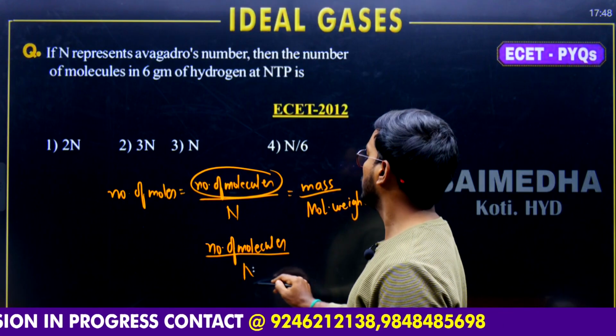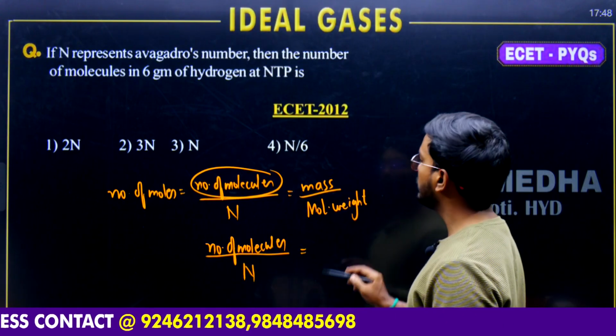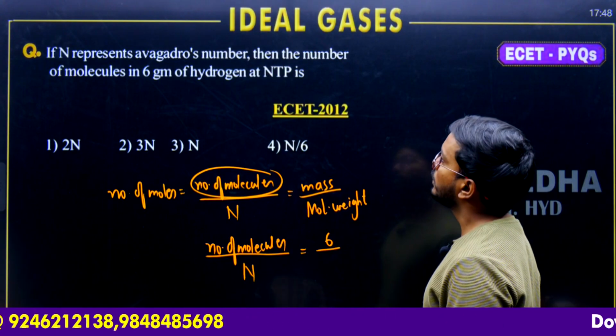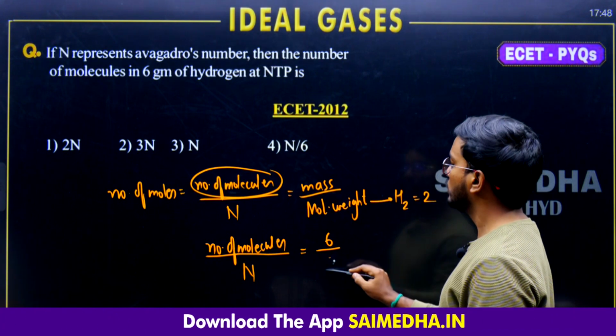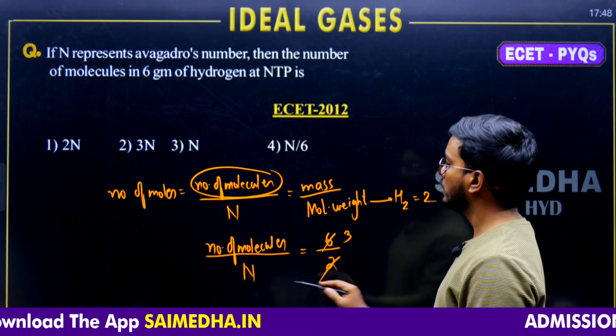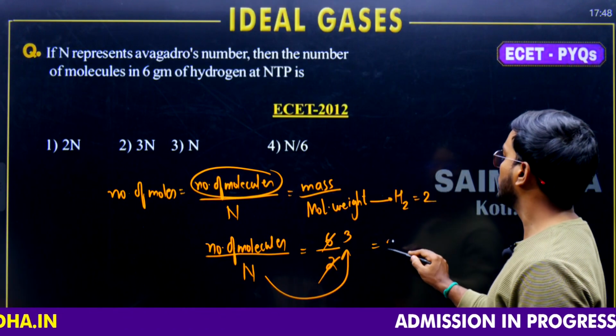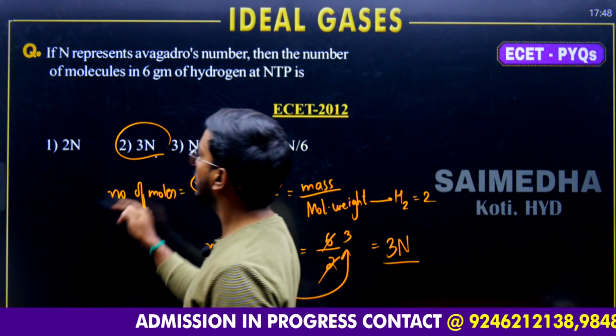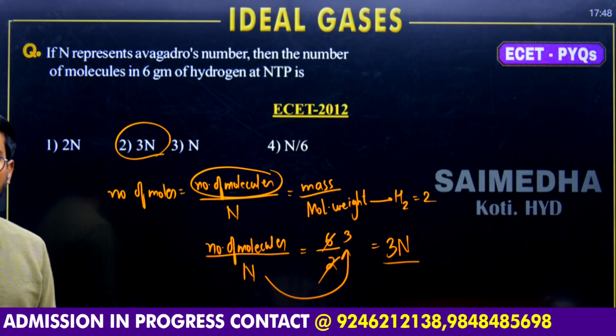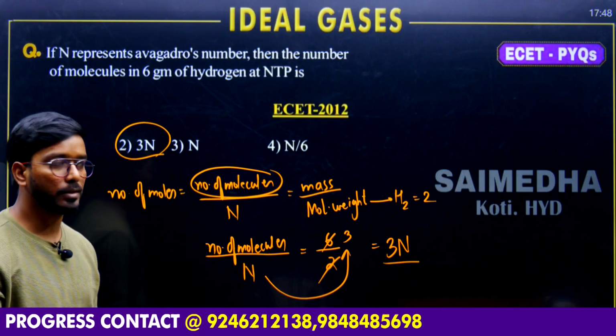divided by Avogadro number is equal to, what is the mass given? 6 gram. What is the molecular weight of hydrogen? Hydrogen molecular weight is 2. 6 by 2 is 3, so 3 into N. 3 into N is 3N. So number of molecules is equal to 3N, that is your final answer.